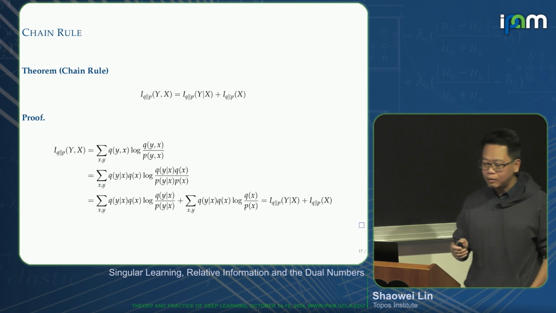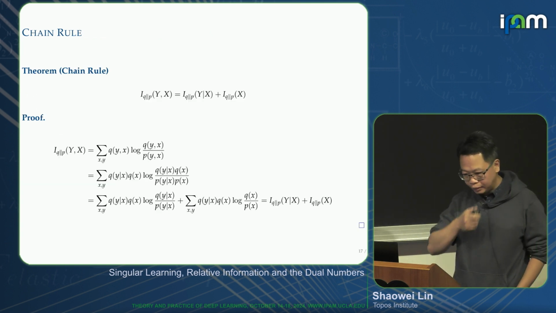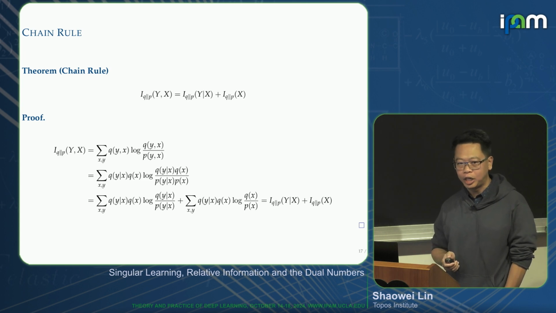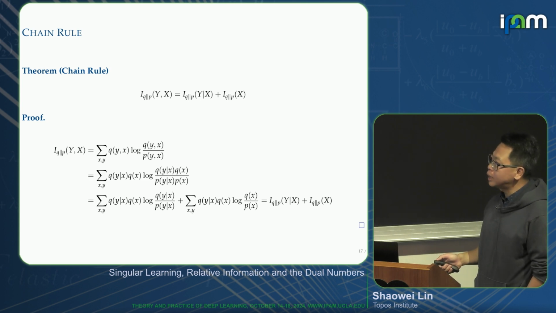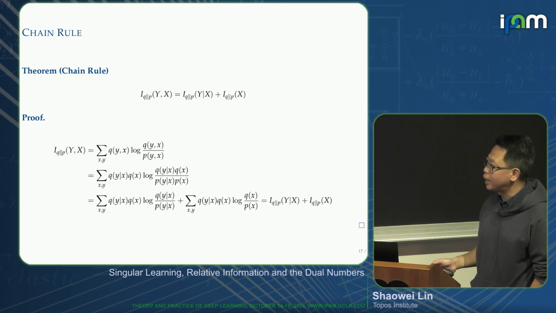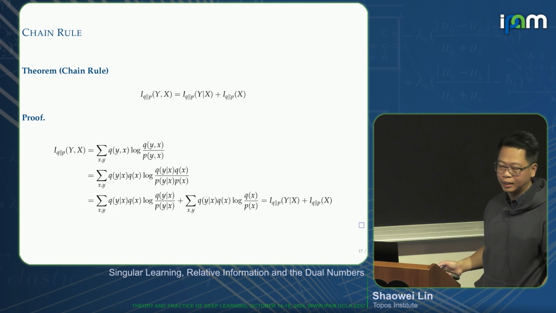So I think one of the most beautiful things about relative information is that it satisfies something called the chain rule. If Q and P are joint distributions on X and Y, then the relative information from P to Q for X and Y breaks up into a sum. It breaks up into the relative information on X plus the relative information of Y given X.